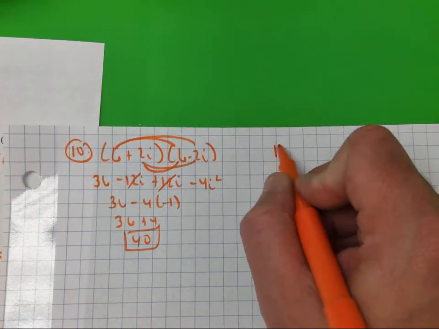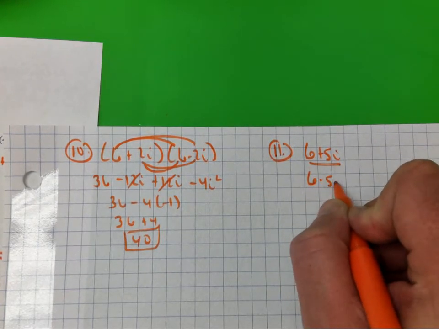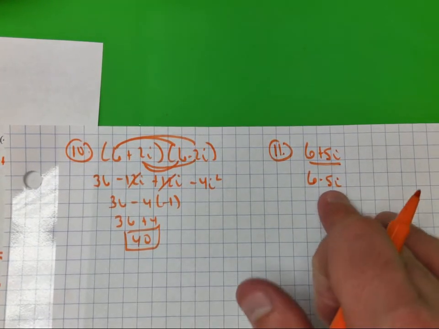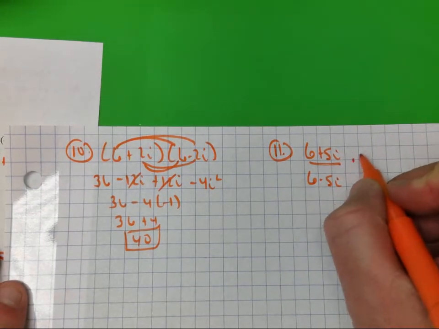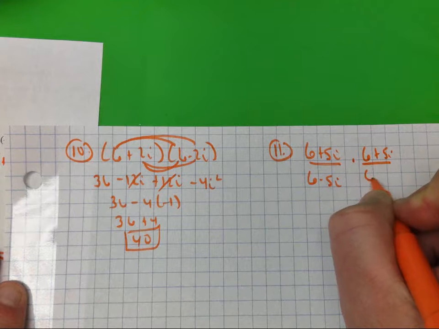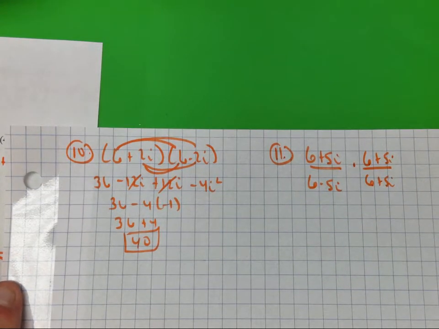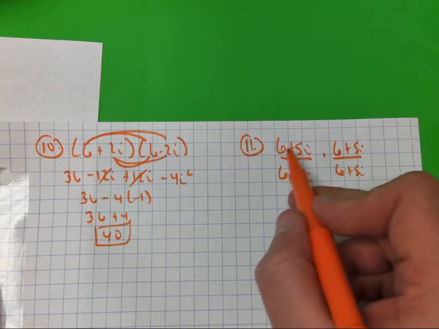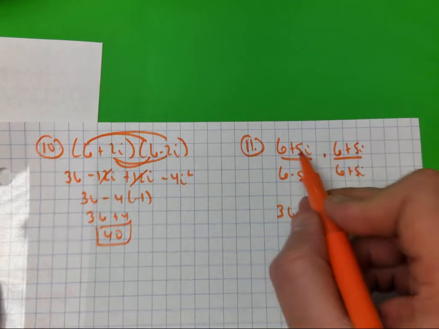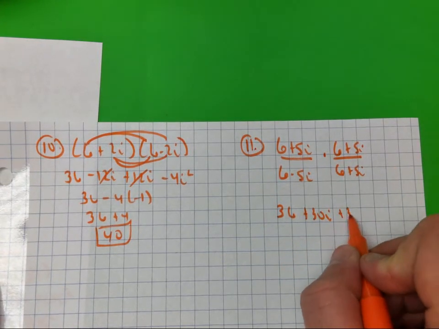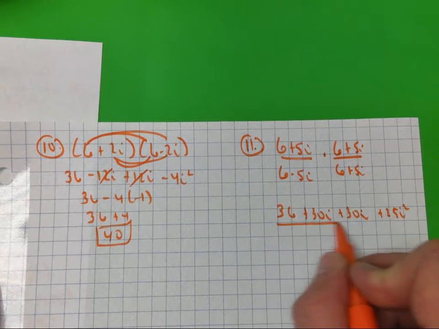Alright, number 11. With 6 plus 5i over 6 minus 5i, we have an i in the denominator. There's a problem there. We're going to multiply by the conjugate. The conjugate of 6 minus 5i is 6 plus 5i. 6 plus 5i. Alright. So I'm going to multiply on top. 6 times 6 is 36. 6 times 5i is 30i. 5i times 6 is 30i.